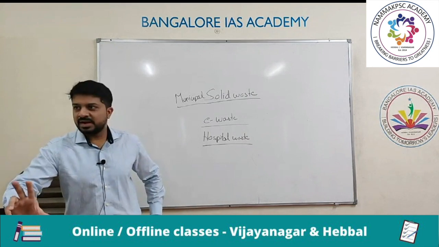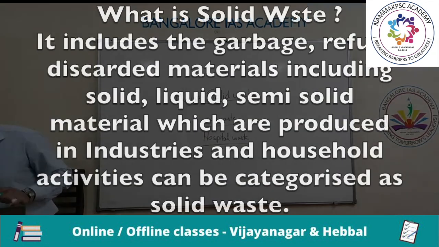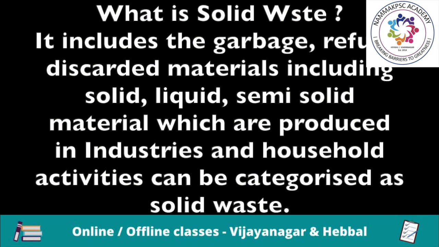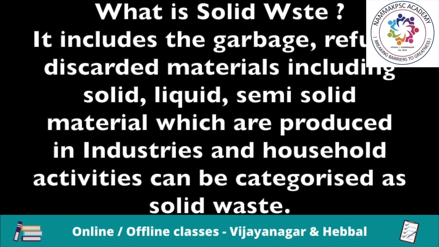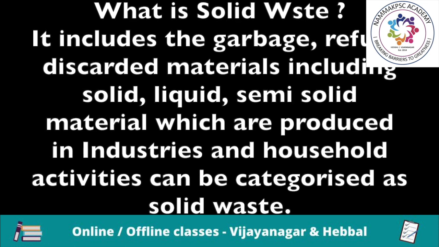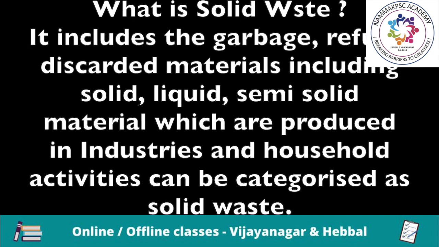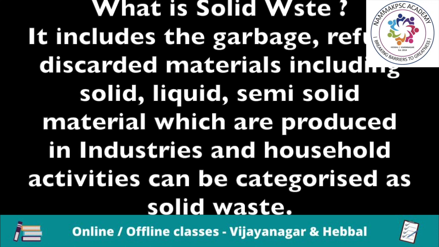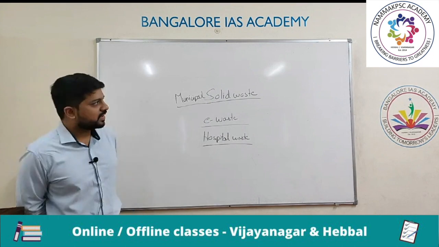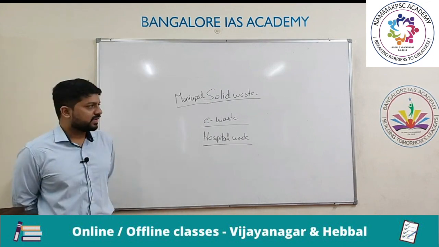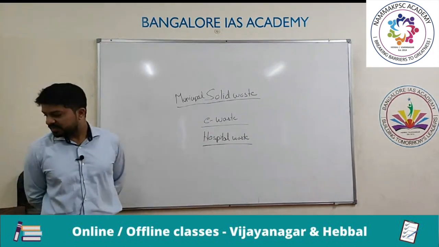Do you get it? First of all, an idea. So can you note this down? So under solid waste, you can note down 3 types of solid waste. First, municipal solid waste. What is this municipal solid waste? It is the household waste. Next, hospital waste.